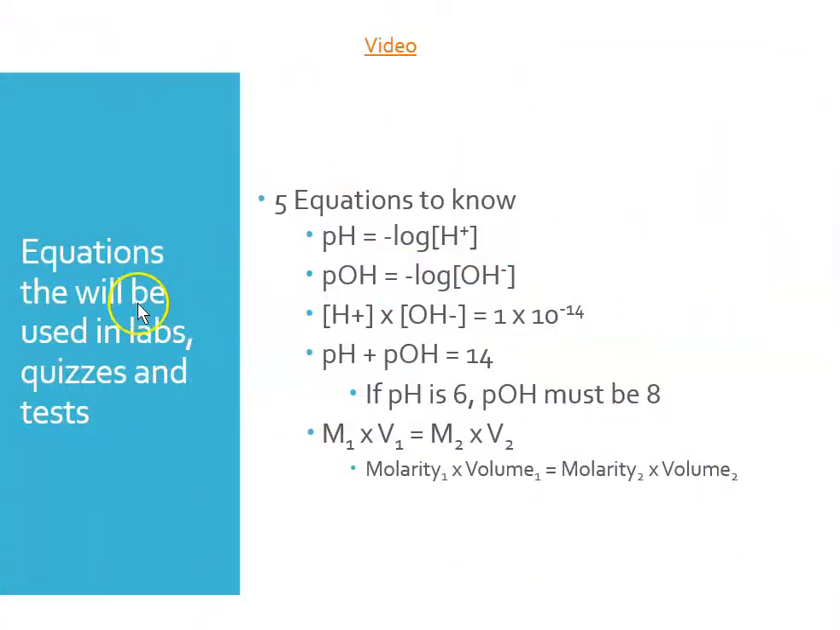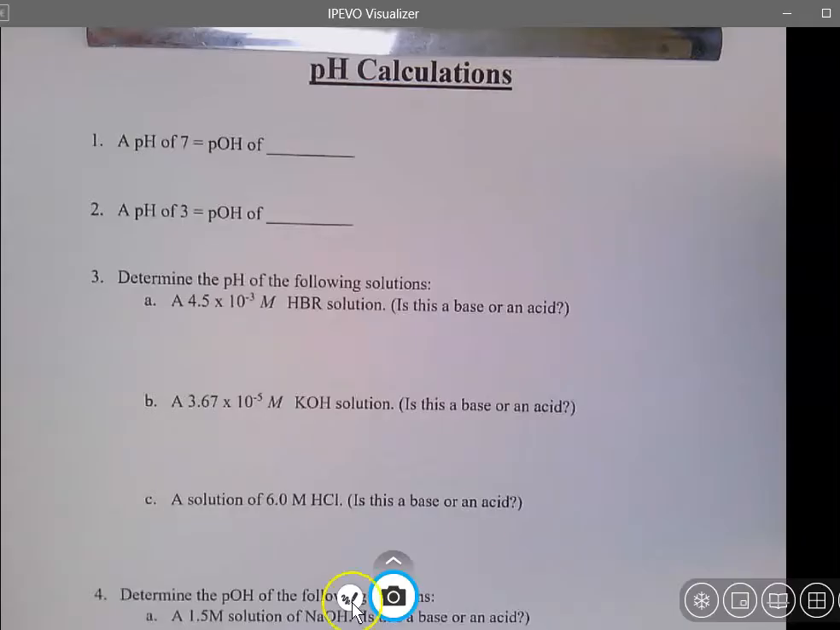Okay, and we're back. As a reminder, here are 5 equations to know for the worksheets or the practice problems that we will be going through for our acid and base worksheet. And then here are some of the questions that we will work through.